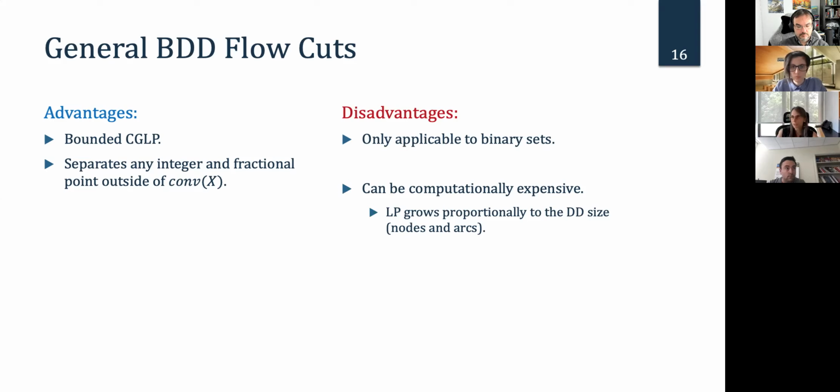And it can be a little bit computationally expensive. This is the same as with the target cuts. We have to solve an LP that grows proportionally to the size of the DD. So the bigger your DD, the harder it's going to be to separate points and generate these cuts.